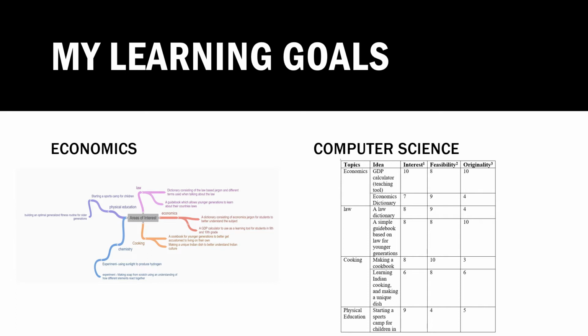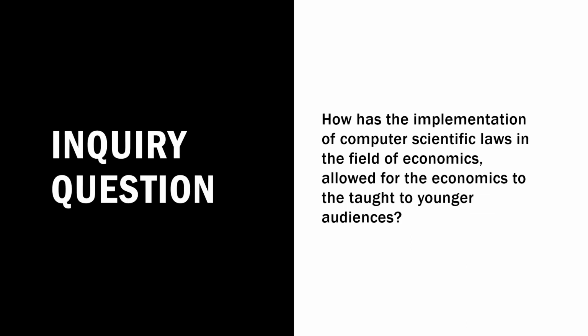To ensure that these goals were directly correlated to my personal interest and they were something which I wished to learn more about, I created a chart with which I saw different areas of interest that I had and different plausible products which had come out from each. Then, interest, feasibility, and originality was graded on each of them. Finally, I came to the conclusion that my learning goals would revolve around economics and computer science.